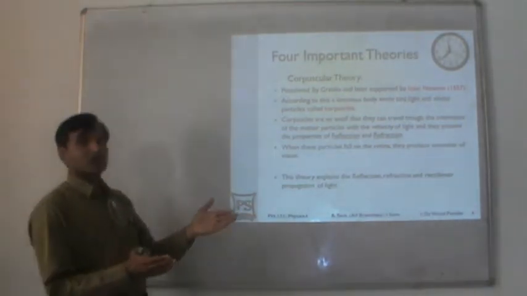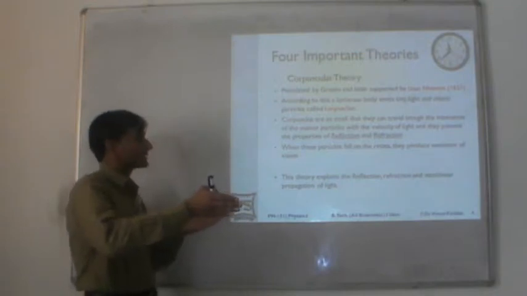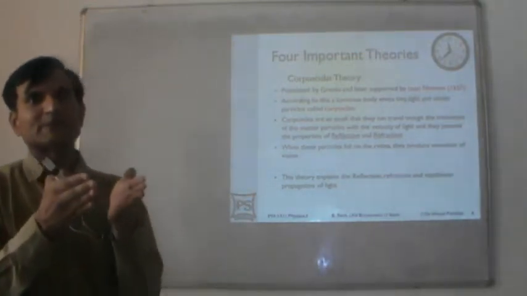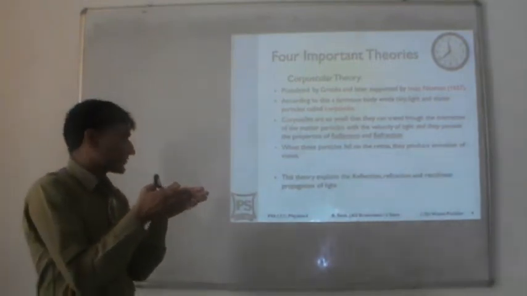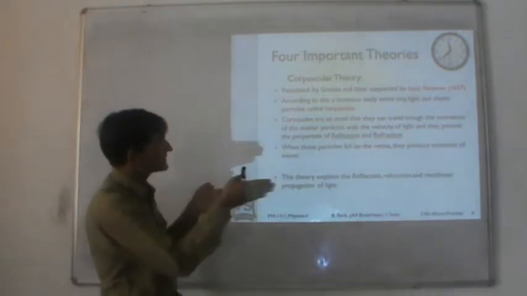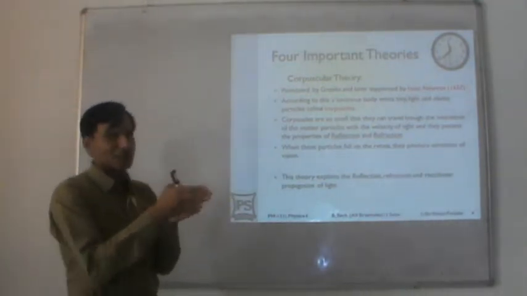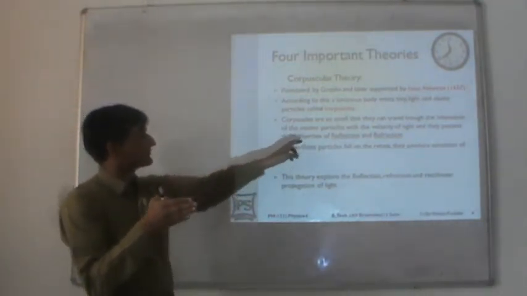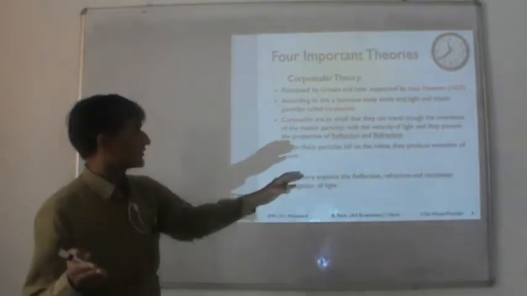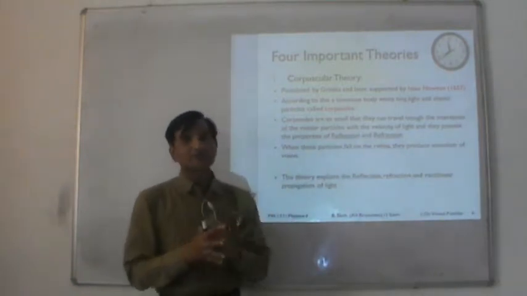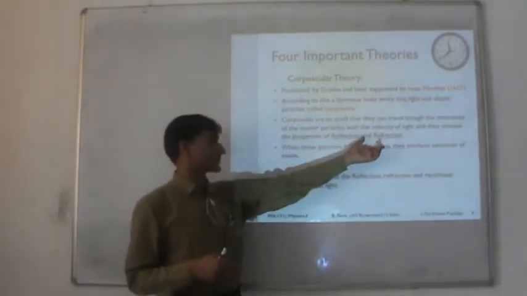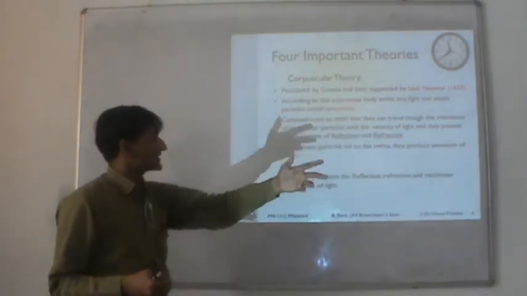They can travel through the interstices of the matter, basically. So, there are some very minute spaces, or smaller space available in between the particles of the matter. So these corpuscles can travel through these minute spaces with the velocity of light, and they possess the properties of reflection and refraction. So they show reflection, and they travel in a straight line.